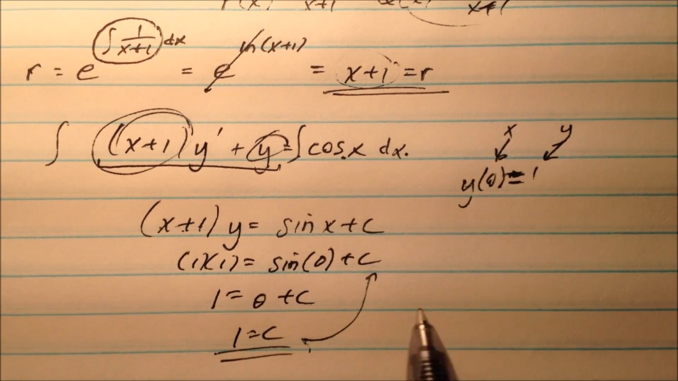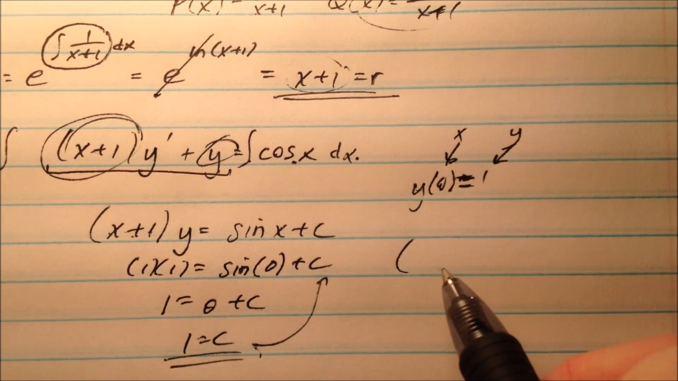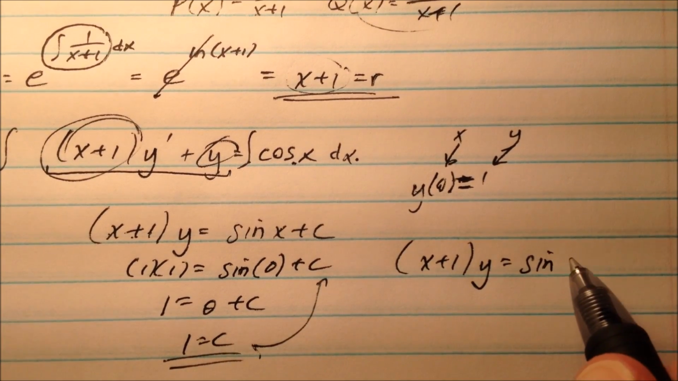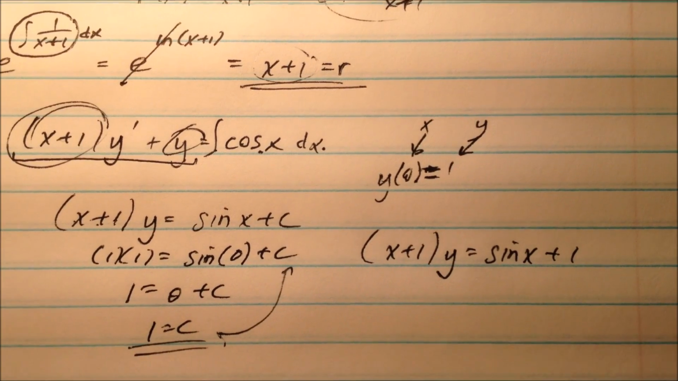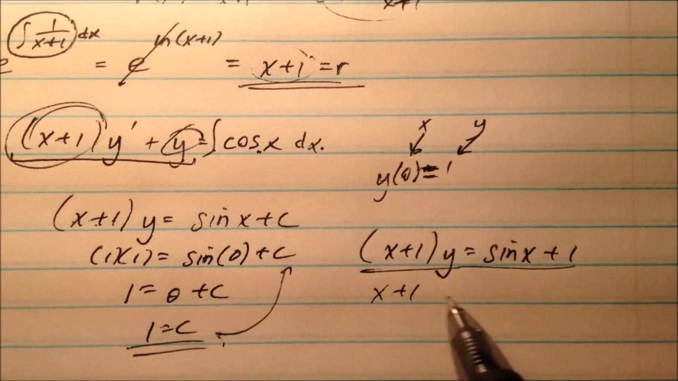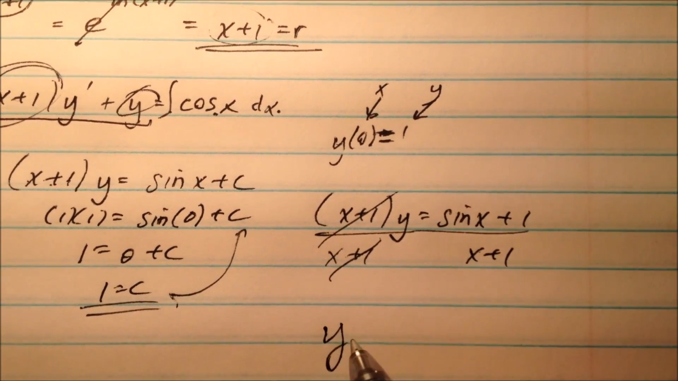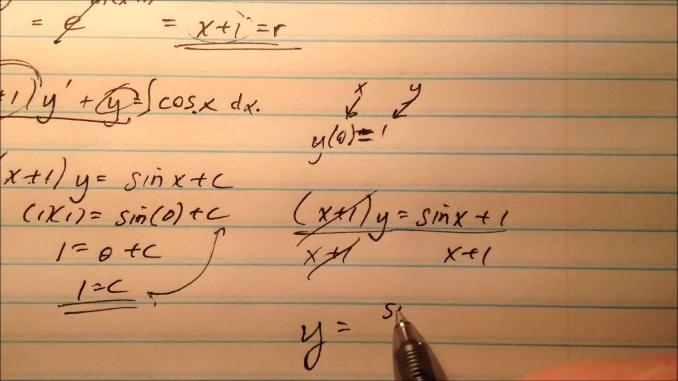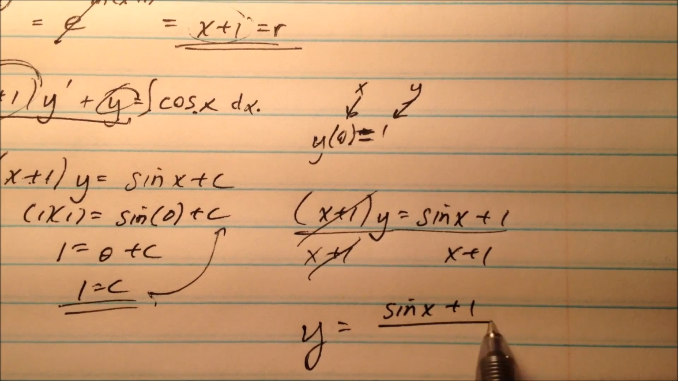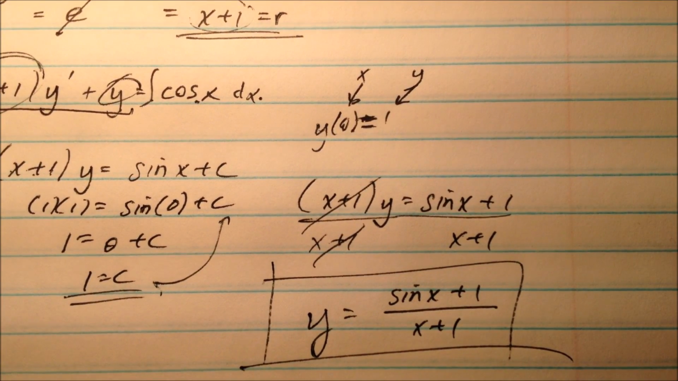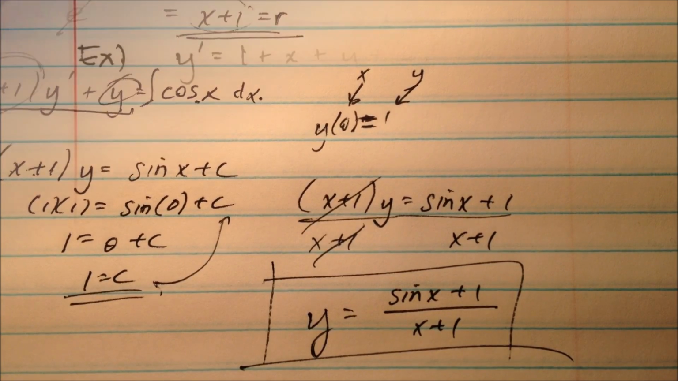Okay, so let's go ahead and plug that in way up there. So we have x plus 1 times y equals sine x plus 1. So if I divide both sides by this x plus 1, I can put it in explicit form. y equals sine of x plus 1, all over x plus 1. So that will be the solution for that differential equation.